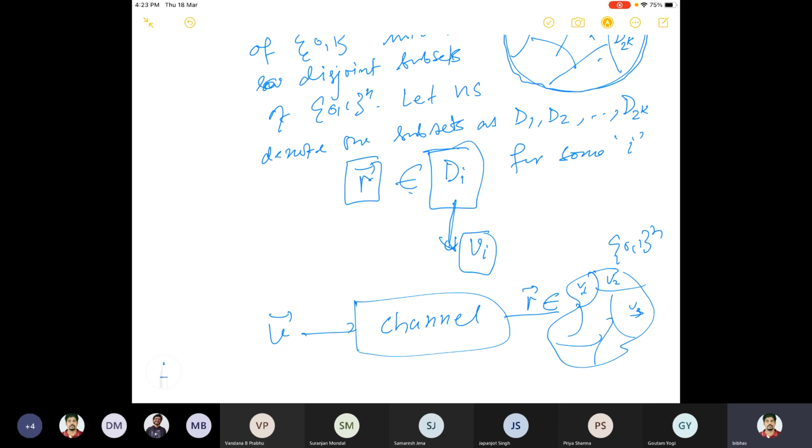Then I'll say, if that is correct, then this is a correct decoding. Okay. So my decoder will do this every time.